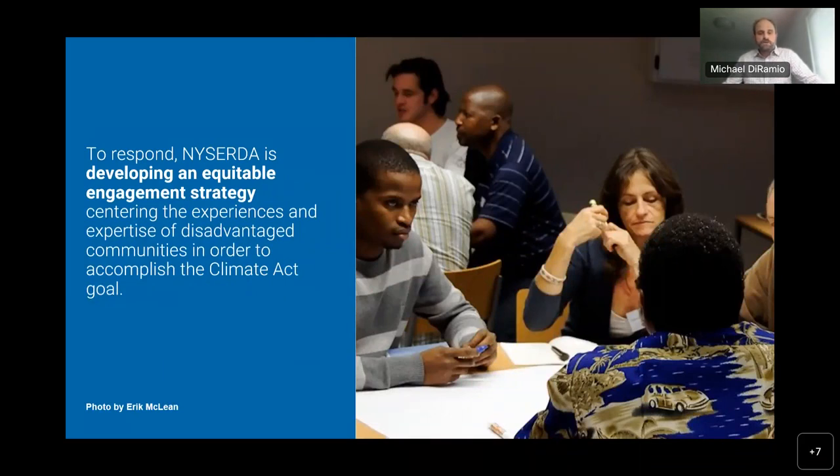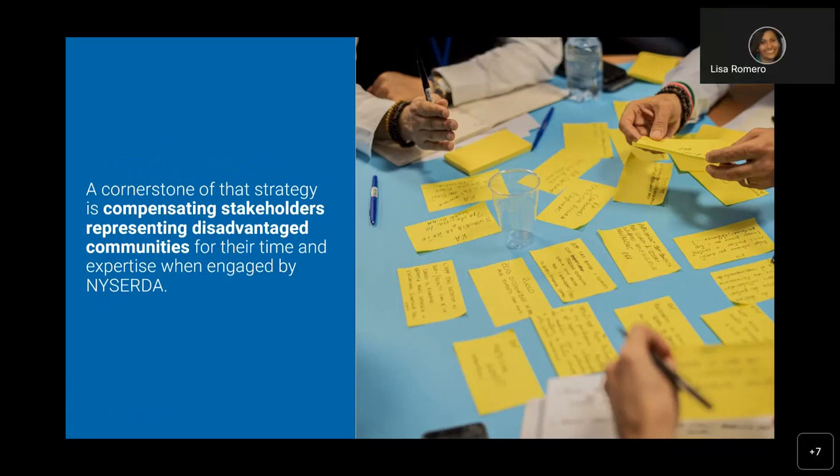NYSERDA knows that to achieve our goals here, we need to center the experiences and expertise of disadvantaged communities, frontline communities, environmental justice communities, in the identification of the needs and the development of the solutions. So to address that need, NYSERDA is working more broadly across the authority to make accessing and working with communities here at NYSERDA a more regular course of business in a deeper way. And a cornerstone of that strategy, if we can go to the next slide, is compensating stakeholders for their time and their expertise, their contributions to help us here at NYSERDA ensure that we're developing programs that meet the needs of diverse communities across the state.